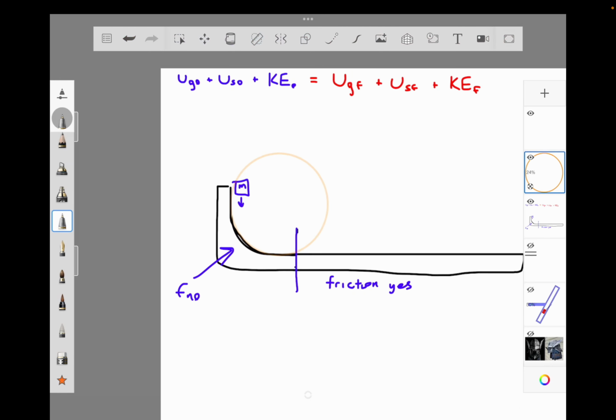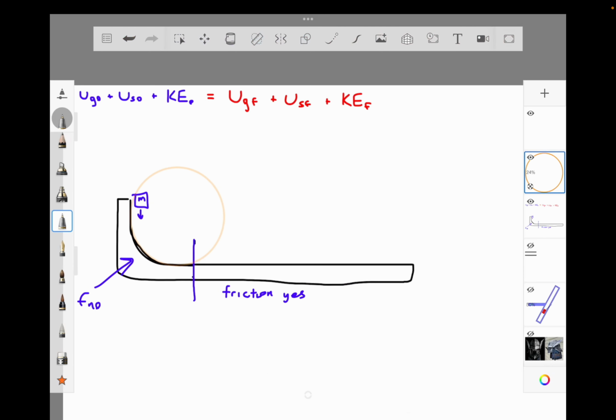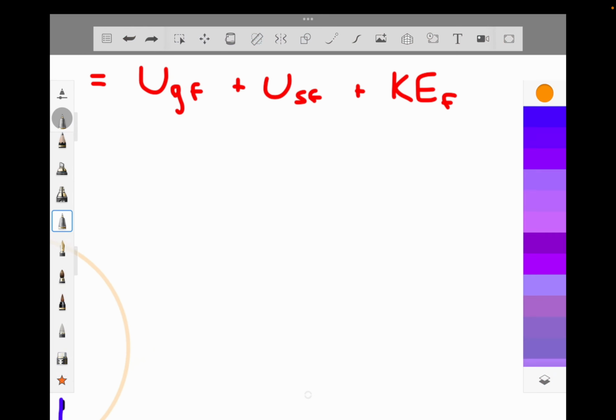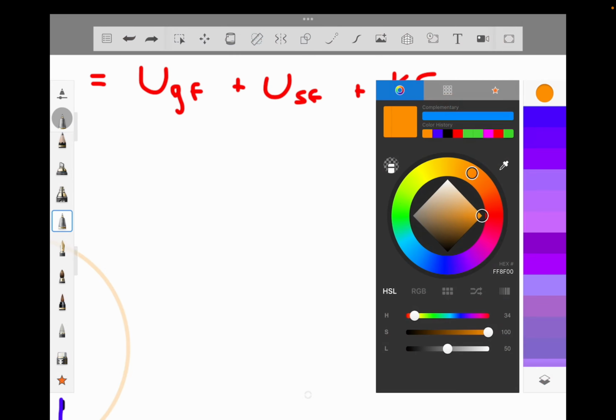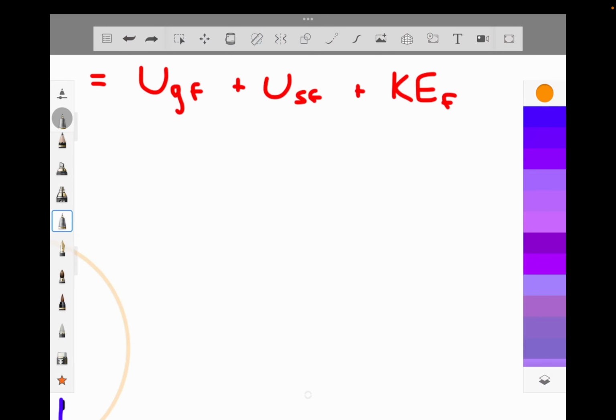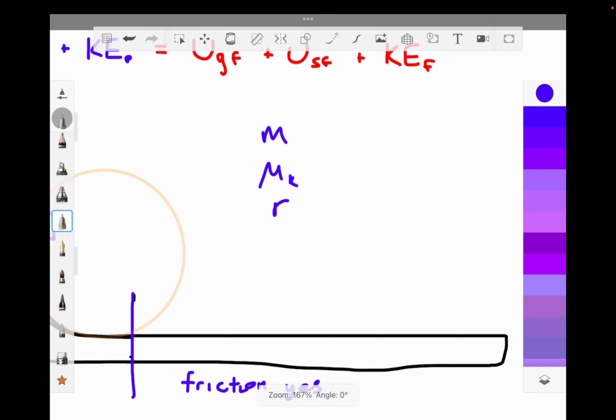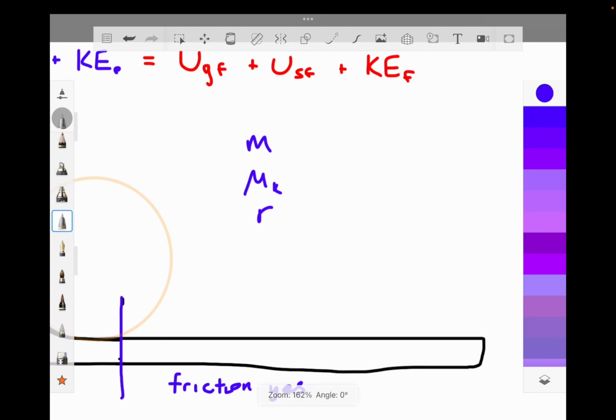So let's say we know the mass. We know M. We know the friction of the surface, K. We know the radius of this curvature. So we know these three.